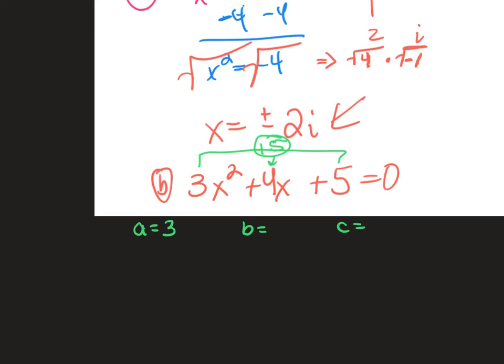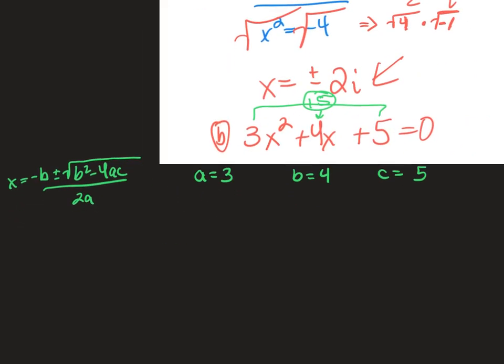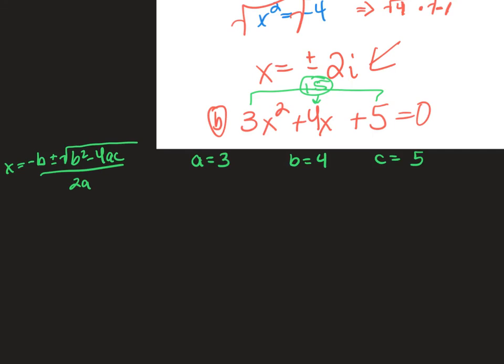So my a is 3. The coefficient of x squared is a. The coefficient of x is our b. And the constant is our c. Whatever sign is in front of it goes with it. These all happen to be positive. So we need to remember our quadratic formula is x equals negative b plus or minus the square root of b squared minus 4ac all over 2a. We should know that. If we don't know it, write it down and refer to it.